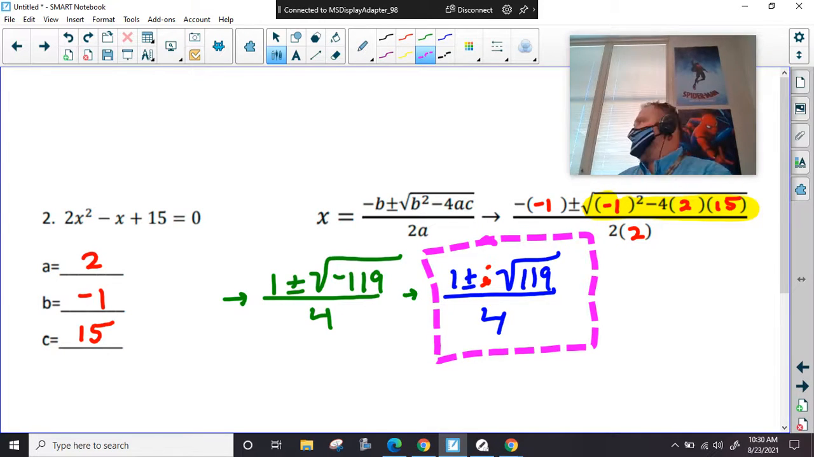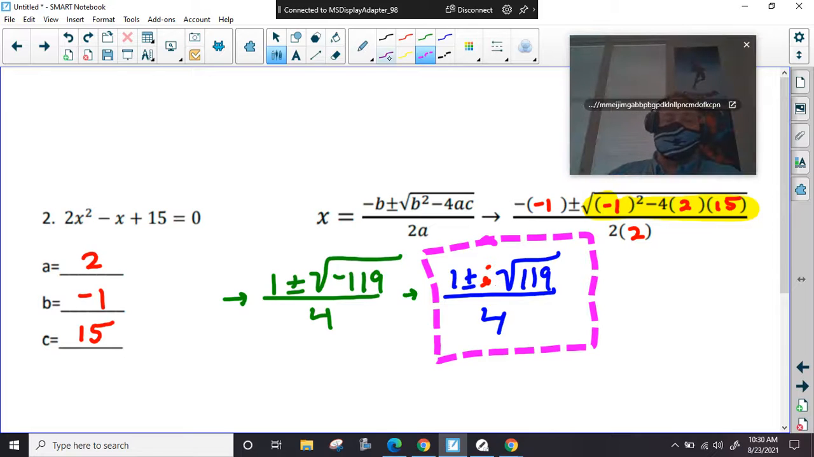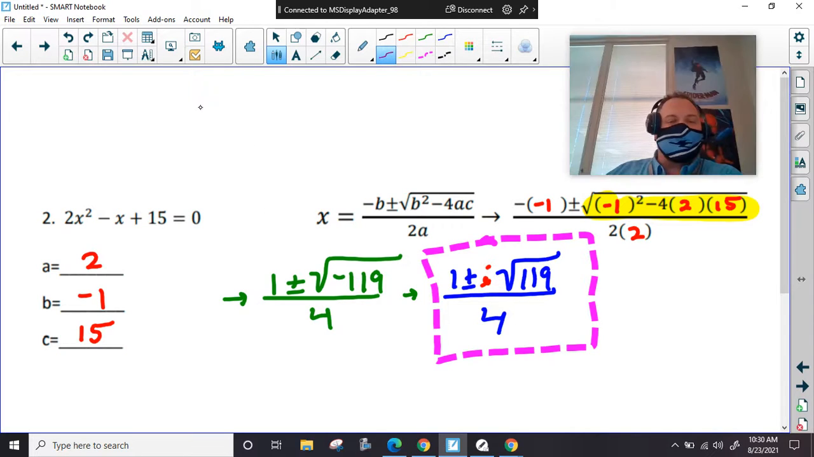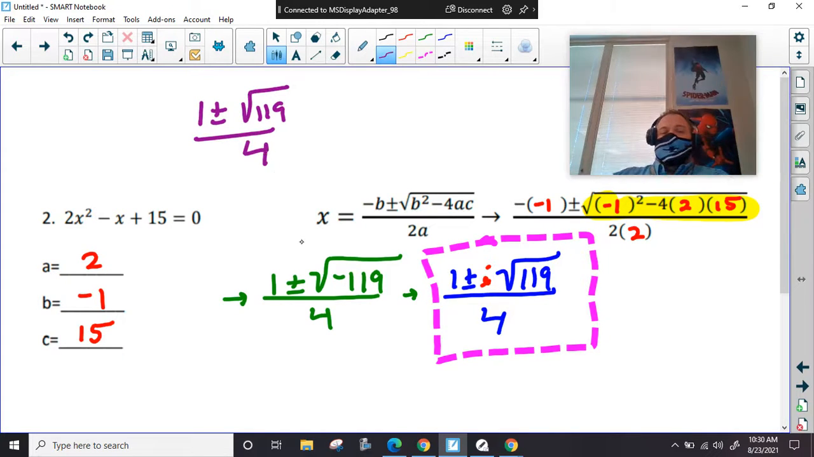See, on Friday, we had problems like this where it was like 1 plus or minus the square root of 119 over 4. Well, that was our answer. But see, we have this negative right here, so we have to say it's imaginary because math was okay until people started putting letters with it, and then all of a sudden they started putting imaginary numbers.